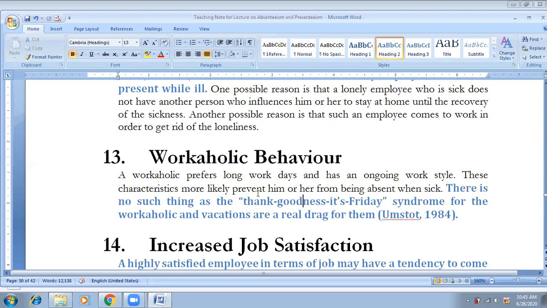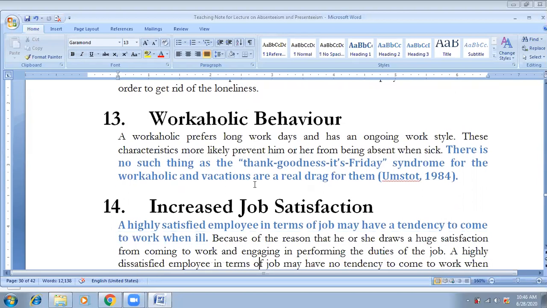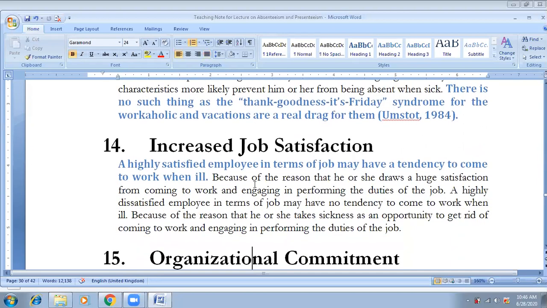But this doesn't happen. This is not applicable to workaholic people. Vacations are a real drag for a workaholic person. So therefore, workaholic behavior increases presenteeism. Then number 14, increased job satisfaction.